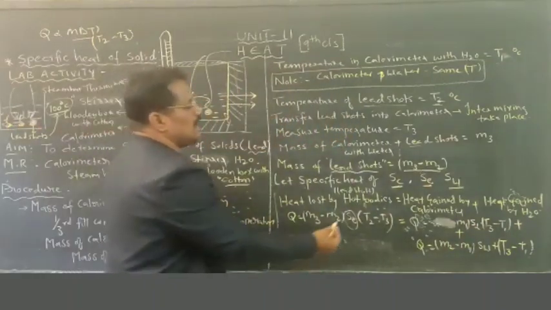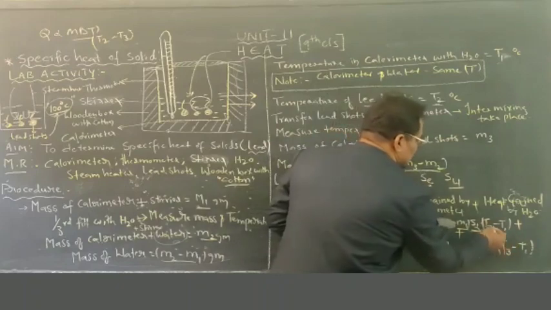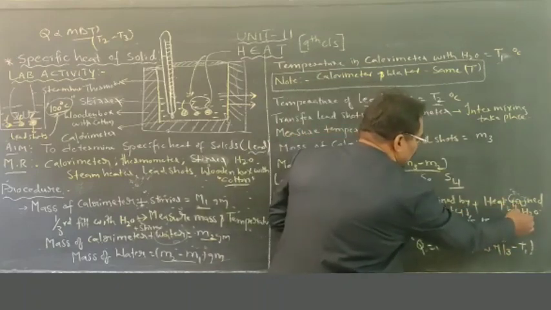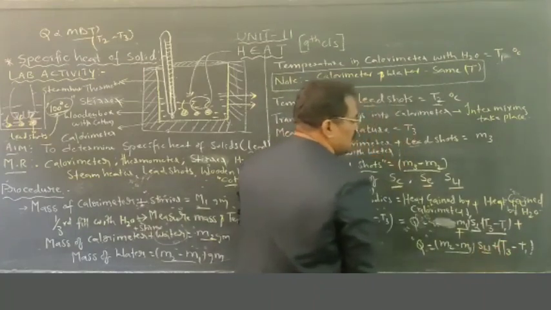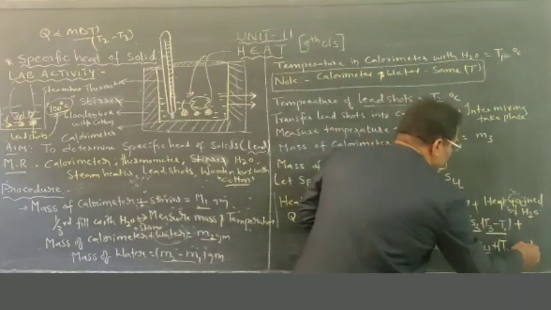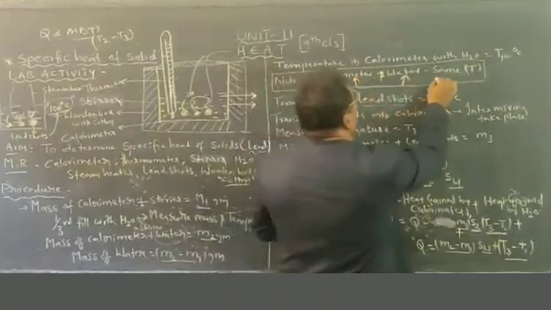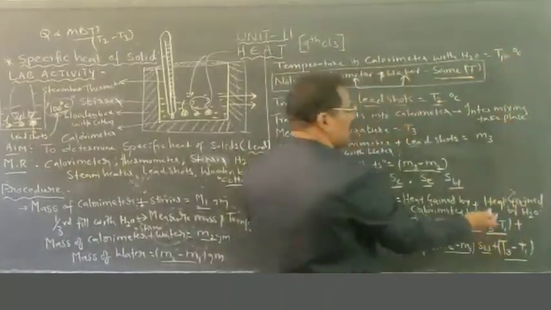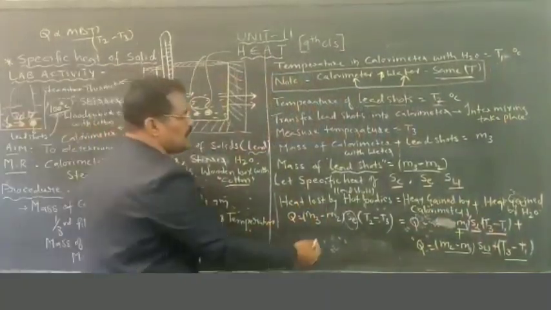So heat gained by calorimeter is the mass of calorimeter times specific heat of calorimeter, times change in temperature T3 minus T1. Simultaneously, heat gained by water is the mass of water M2 minus M1, times specific heat of water, times temperature change. Why the same? Because we have seen clearly that calorimeter and water must have the same temperature. Therefore, T3 minus T1 is the change in temperature.